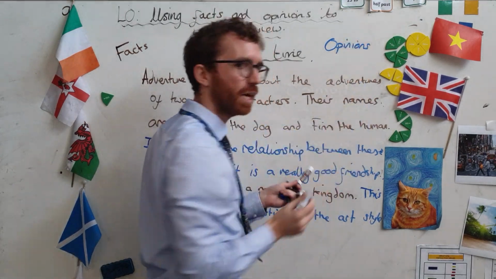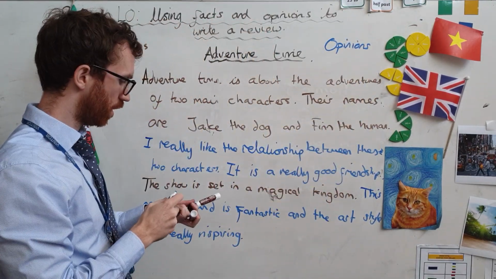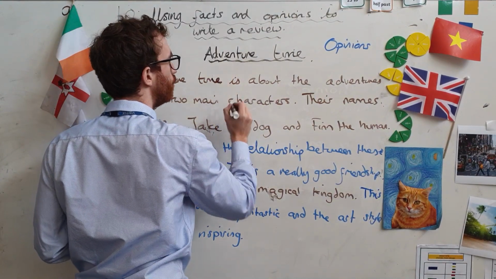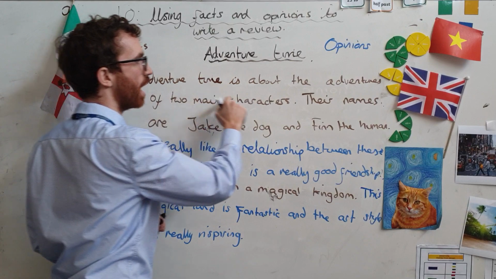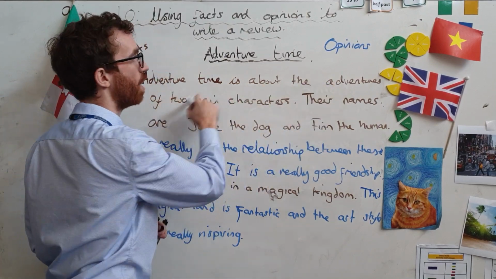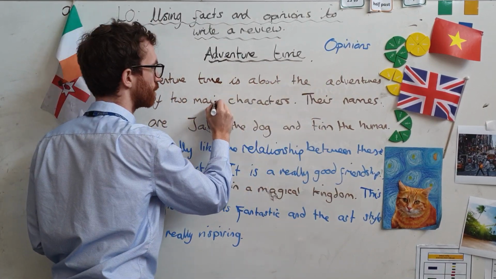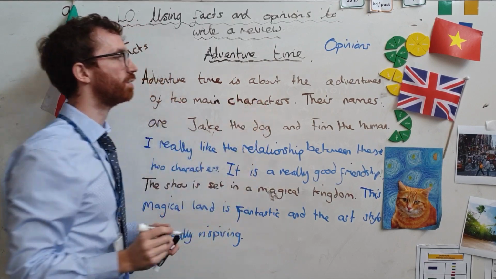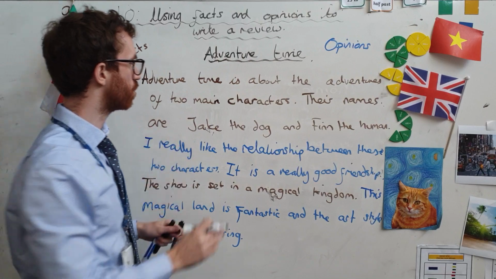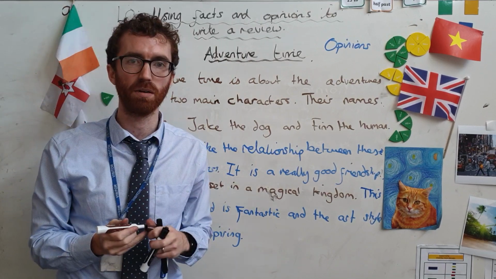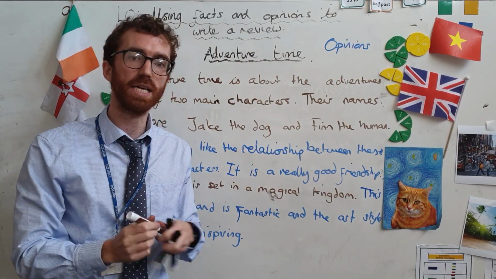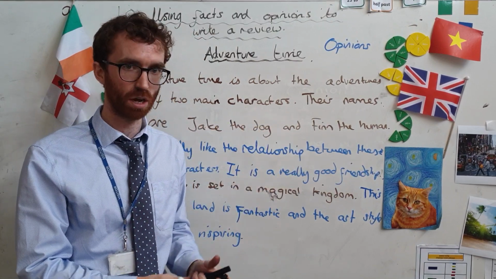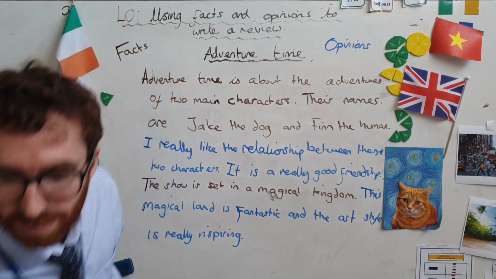And I realise you probably can't read what's on the board because it would look really, really small, but I am going to nevertheless read it to you. So, Adventure Time is about the adventures of 2 main characters. Okay? So far, this is all facts. Nothing is opinion. Their names are Jake the dog and Finn the human. All true. That is what the show is about. 2 main characters, Jake the dog, Finn the human. Okay, so far, all making sense.